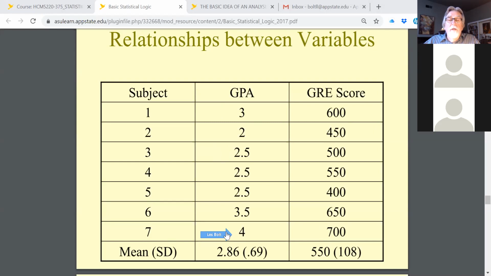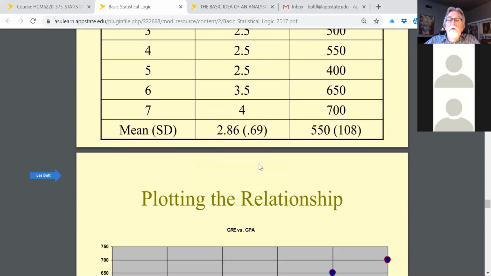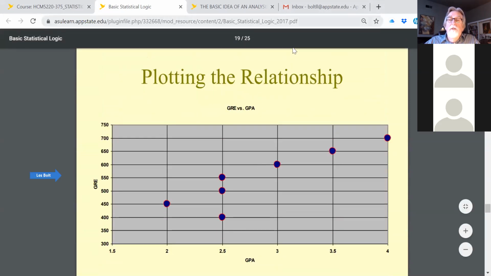And so if we look at the means, we would find that there's a mean of 2.86 for the GPA, standard deviation of 0.69. There's a mean of 550 for the GRE score analytic section, and a standard deviation of 108. And so we have means and standard deviations for the 2 variables. Now, there's lots of ways to look at variables' relationships like that.